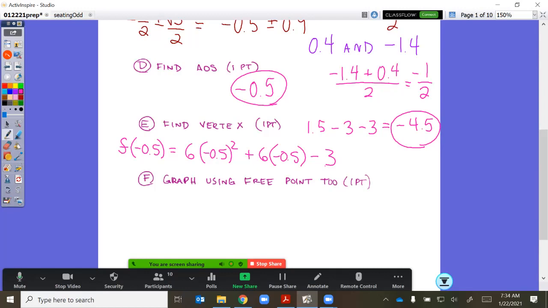Well, okay, let's see. 0.5 squared, that's 0.25, and then I multiply that by 6. And that's 1.5. A quarter of 6. So I split 6 into 4 pieces. 1.5, 1.5, 1.5, and 1.5 makes 6, right?